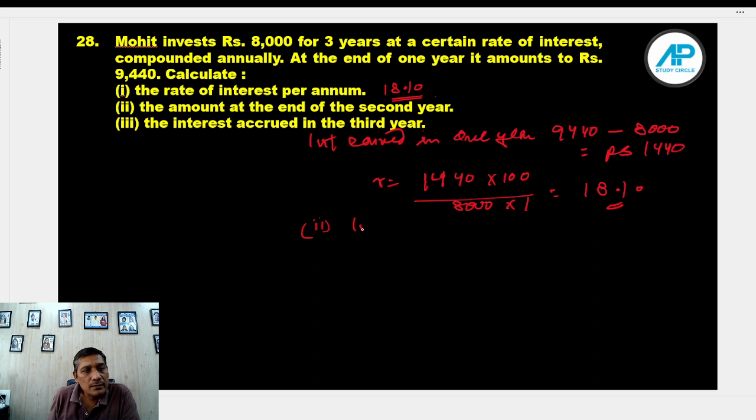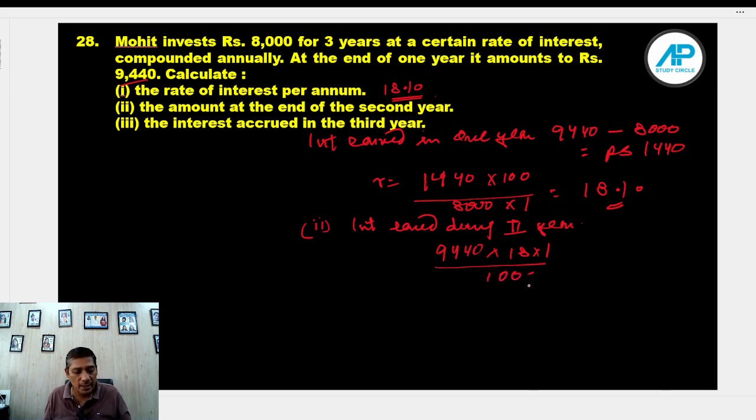Now I find the interest for the second year. I use 9440 as the principal because it is the first year amount, into 18 into 1 upon 100. 9440 into 18 is giving me the answer 1699.20 rupees, the interest earned during second year.